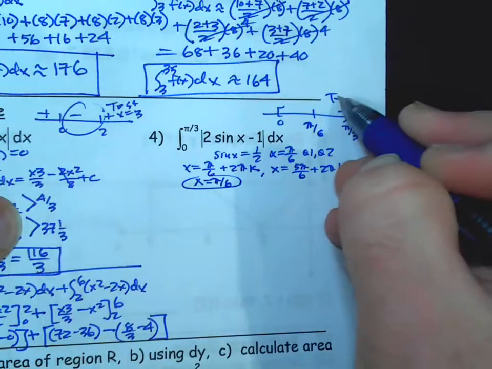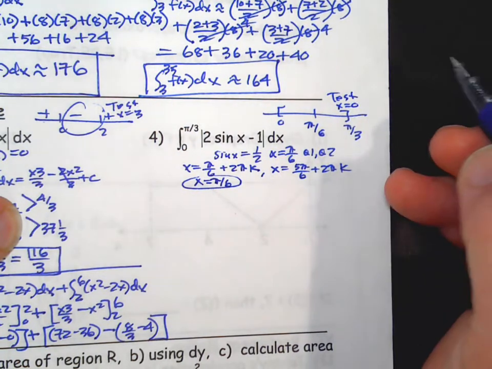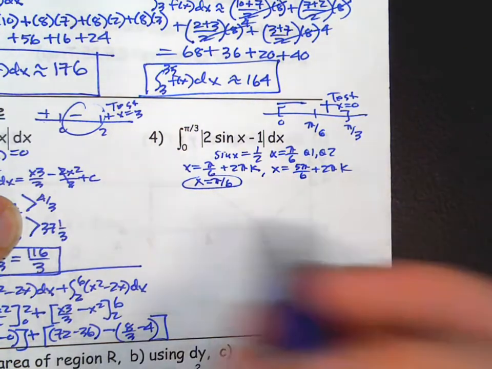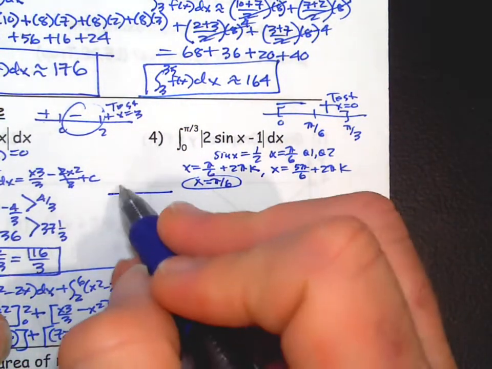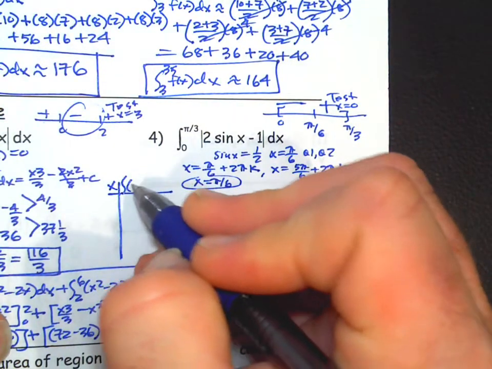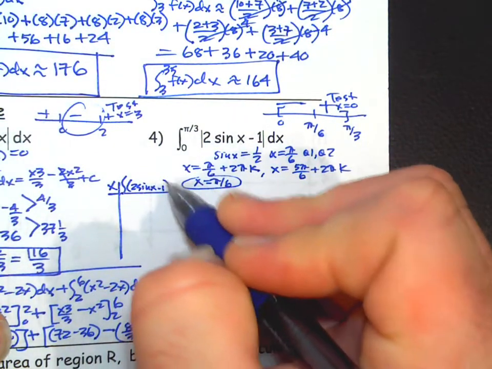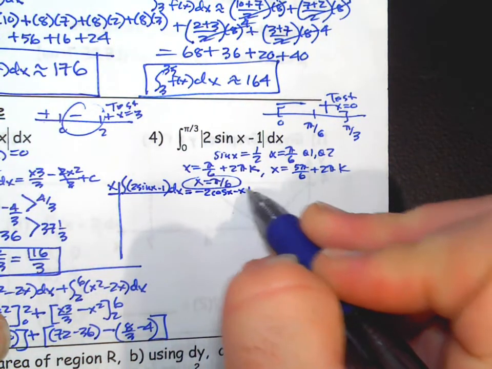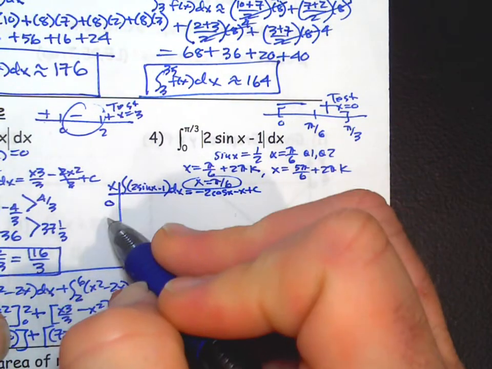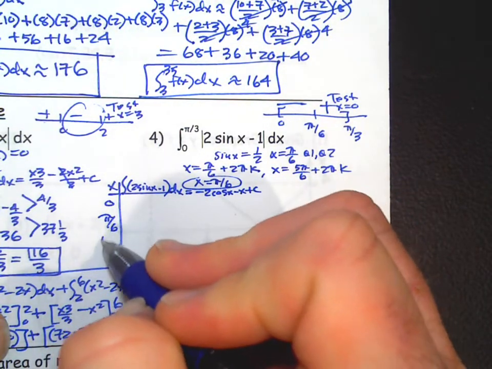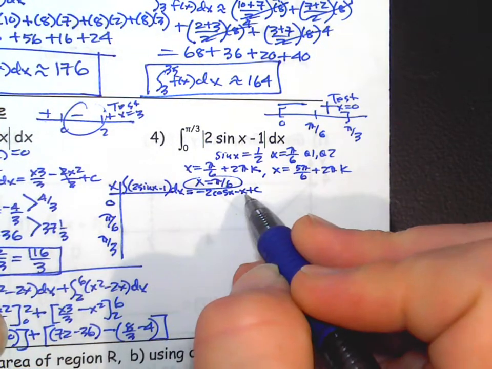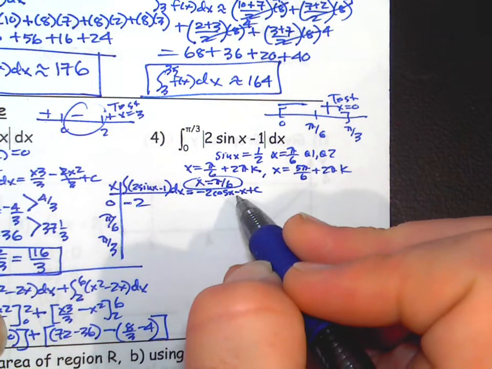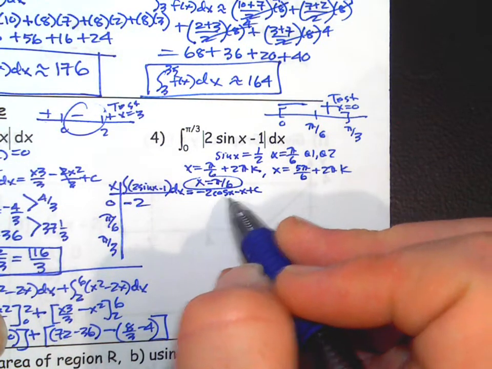And then we'll test a point. I'm going to use 0 because it's not a root. That's going to be negative and then positive. So we could do the table approach. I'm going to integrate 2 sine x minus 1 dx. That's going to give you negative 2 cosine x minus x plus c. Don't need to really worry about the c. Plug limits in 0, pi over 6, pi over 3. Plug 0 in here, you get negative 2, right? Because cosine of 0 is 1. Plug pi over 6 in, you get negative 2.